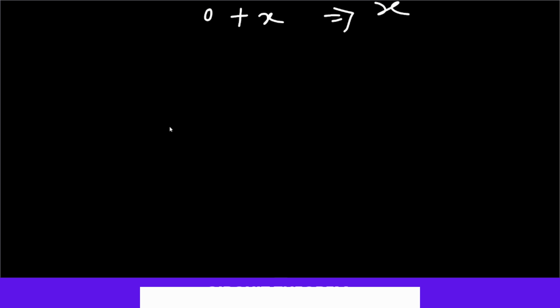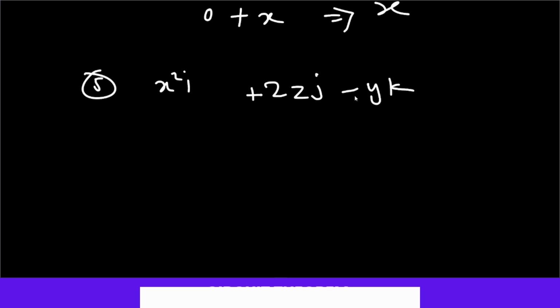Now let's take another example. Let me take a very nice example, example 5. We have x squared i plus 2z j plus 0 minus y k. Okay.